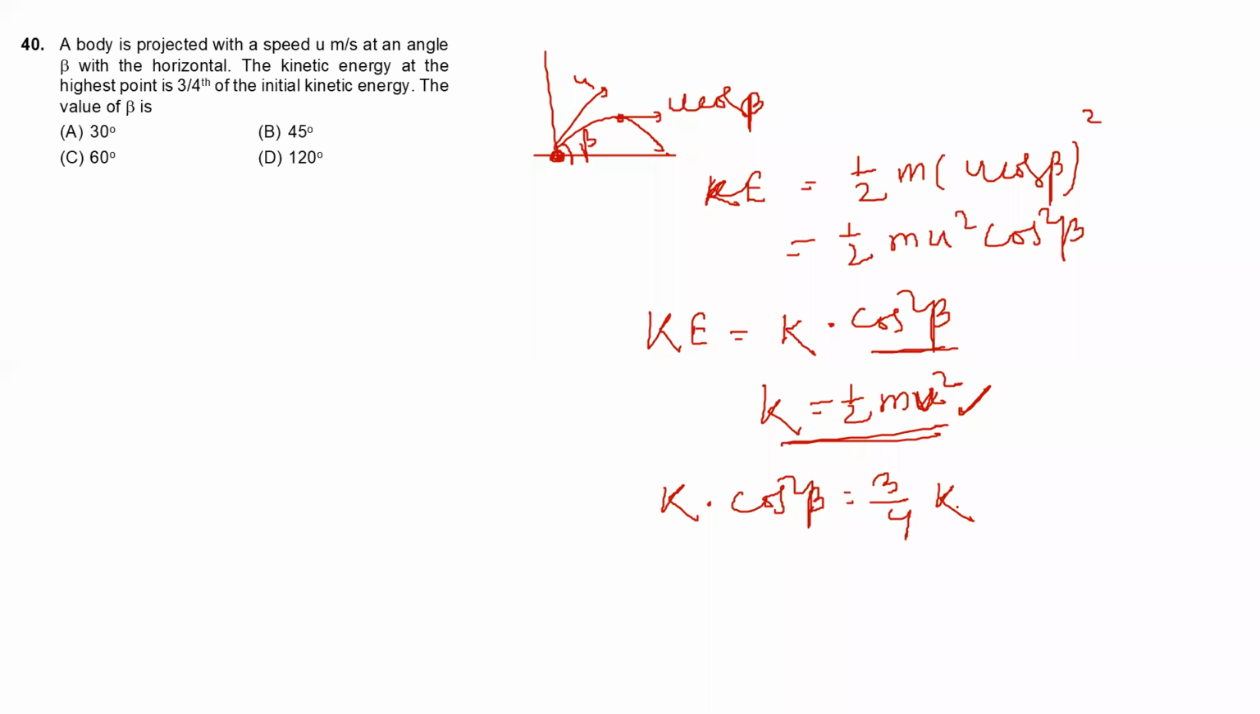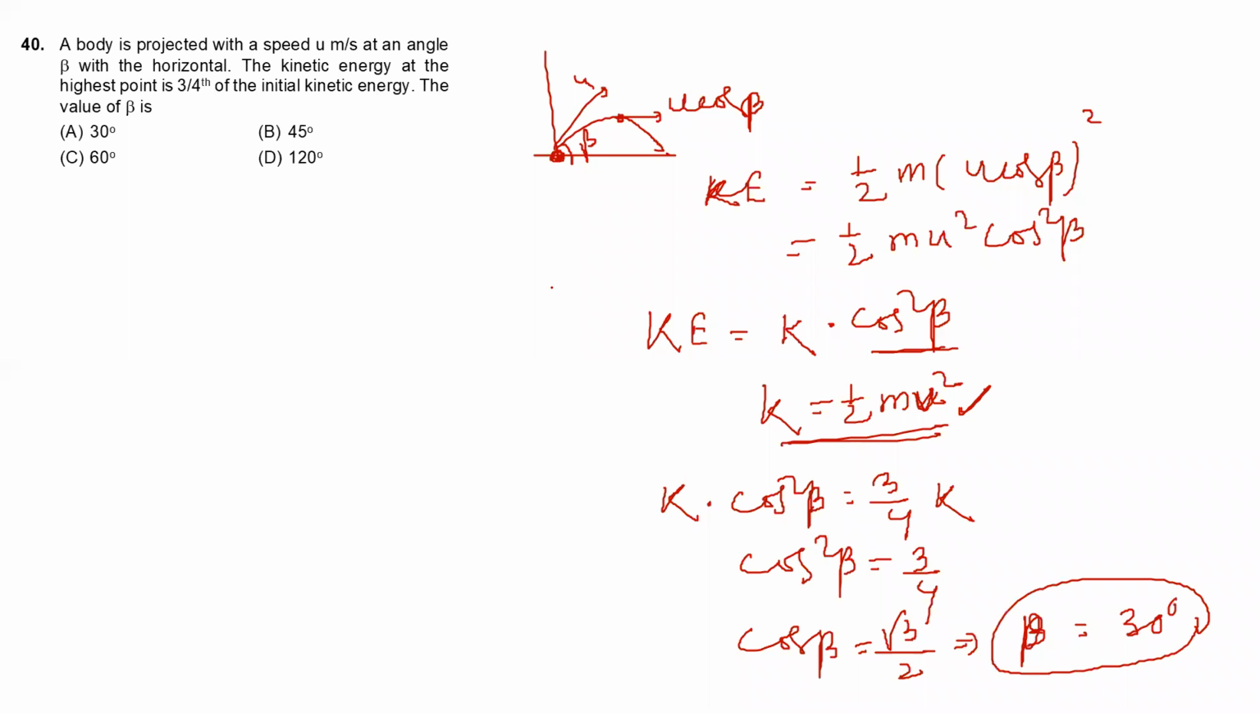Listen. So cos square beta is equal to how much? K cancels, that is 3 by 4. So cos beta is equal to root 3 by 2. So beta is equal to how much? Cos 30 degree. Yes or no? So beta is equal to 30 degree.